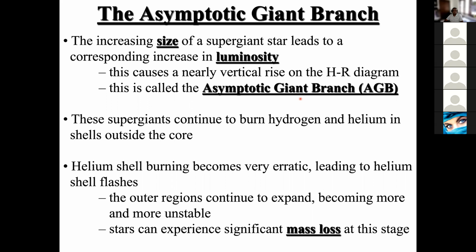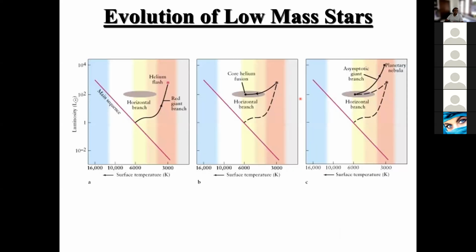Now, what happens at this particular point is, due to this increase of the surface area, there will be a vertical rise on the HR diagram for these type of stars, which we call the asymptotic giant branch. Right? And at the same time, these supergiants will continue to burn hydrogen into helium shells outside the core, and see what happens.